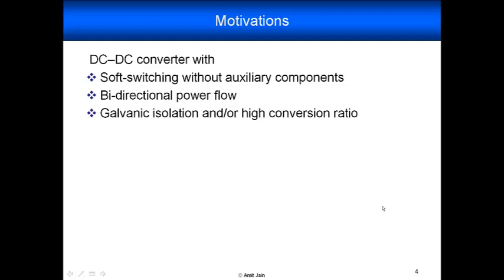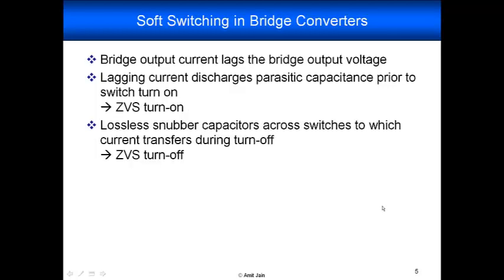We want bidirectional power flow from input to output and the other way, and there should be a need for a transformer, either motivated by a need for galvanic isolation, or if there's a high conversion ratio, so that the transformer helps you utilize the semiconductor devices better. There are 2 points I want to touch upon briefly before we go to the topology, because the topology follows from these 2 basic points. One is the mechanism for soft switching in bridge type converters.